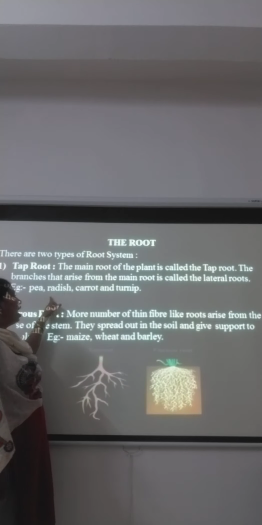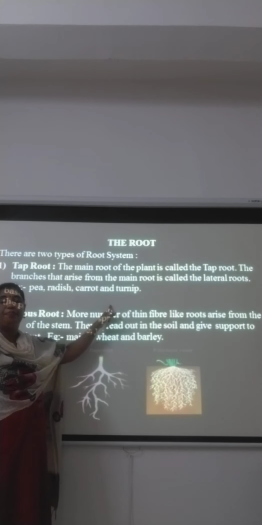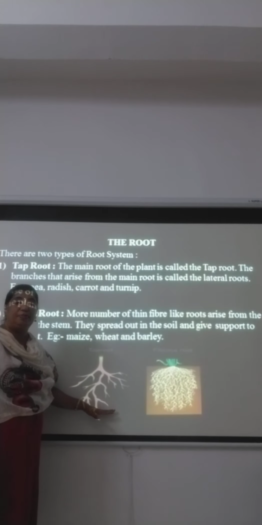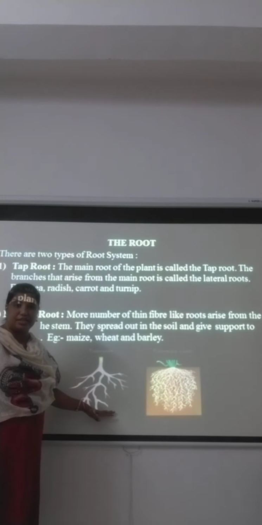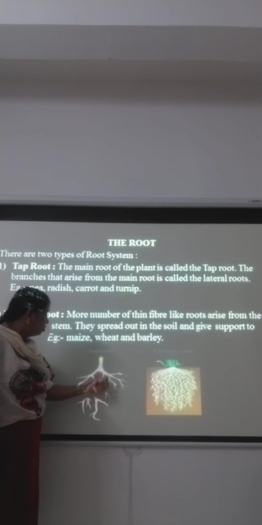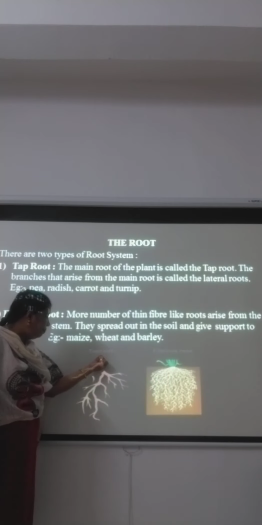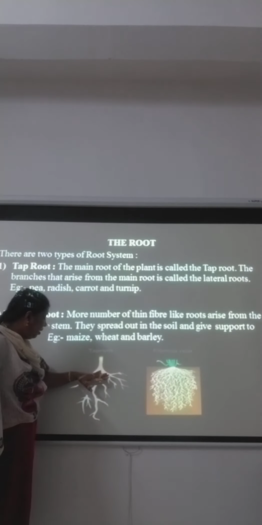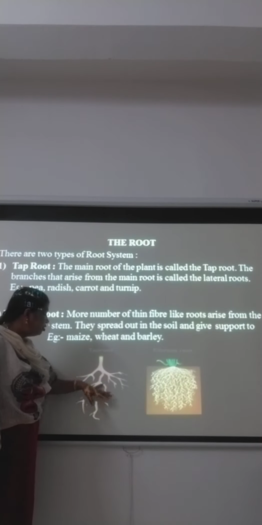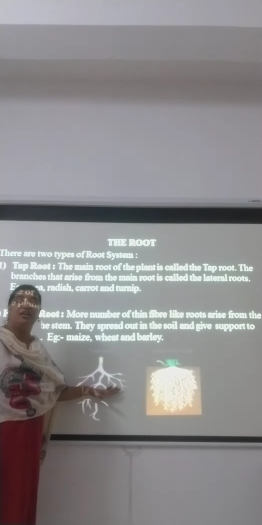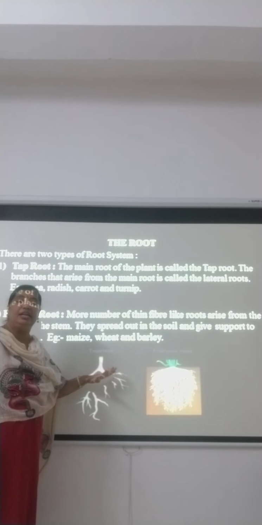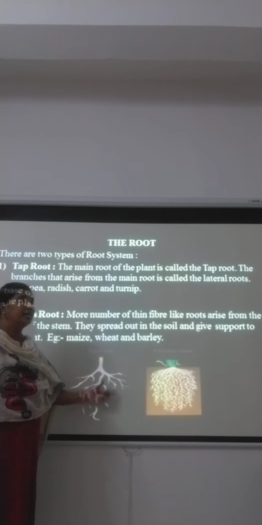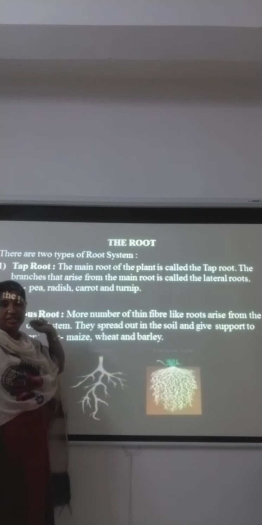Example, pea, radish, carrot and turnip. So when you see the roots of these plants, the root system will be taproot system. Understood children? So the main root, this important first root is called as the main root. And to this main root, there are different branches of roots again. Now these are called as the lateral roots. Such a system is called as a taproot system.